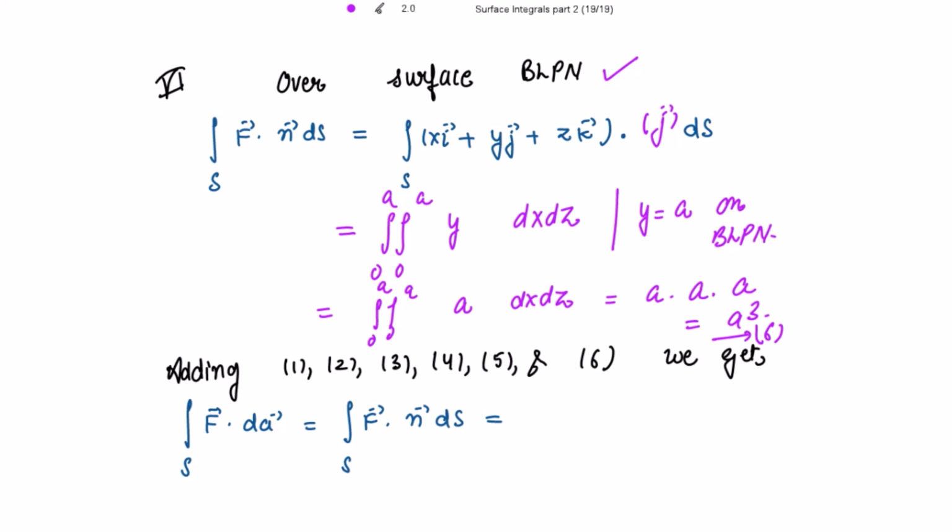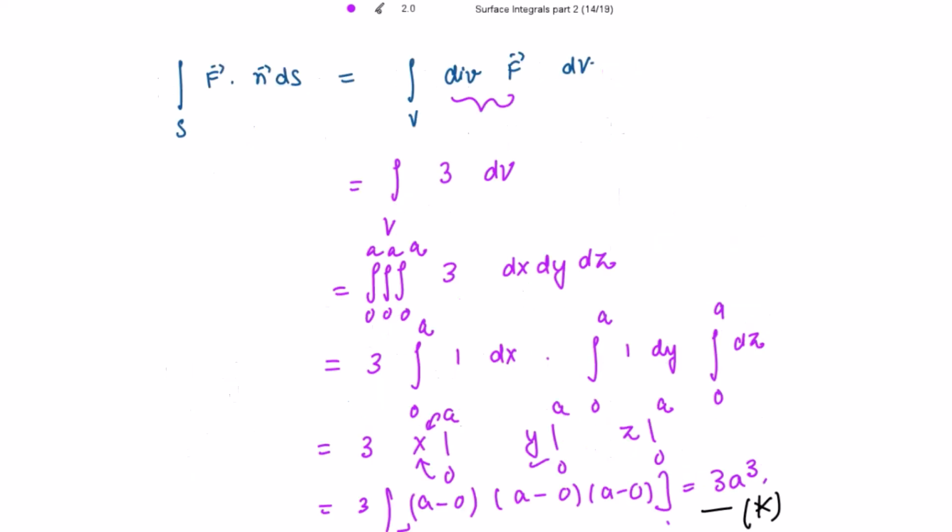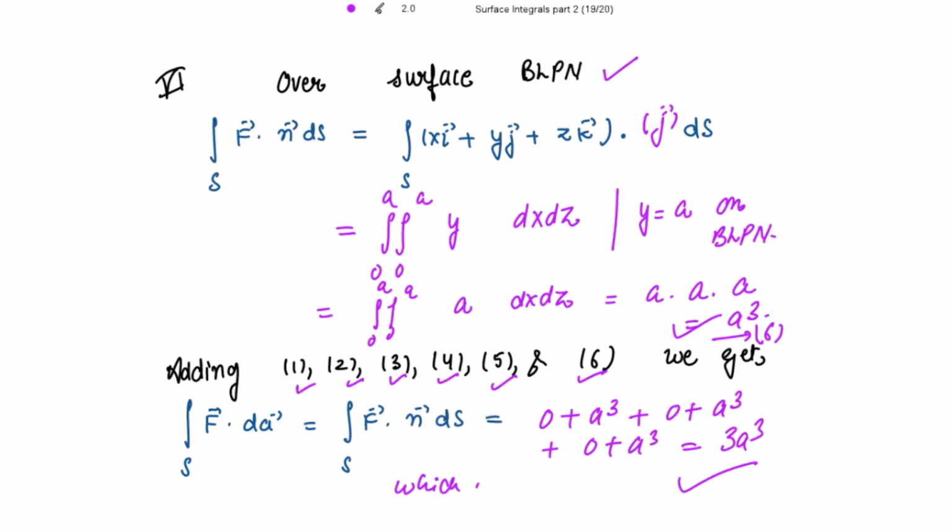And now we are going to add all these 6 integrals, and what we get, the value for the first integral is, so when you add all these, you get 3a cube, which is same as the result we got from the Gauss's divergence theorem, right? So which is same as star, hence the verification.